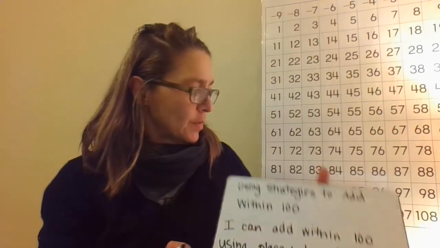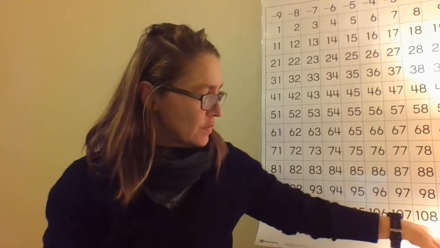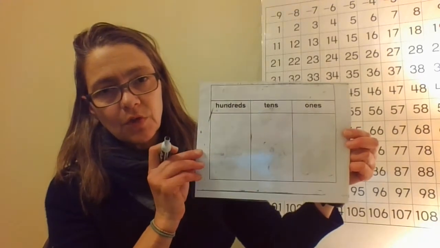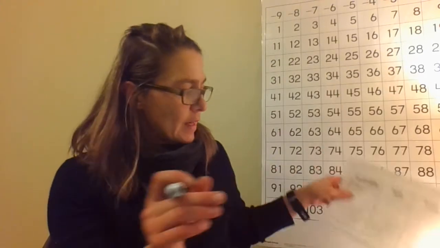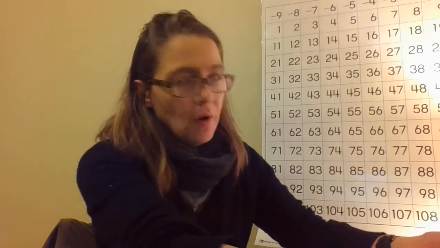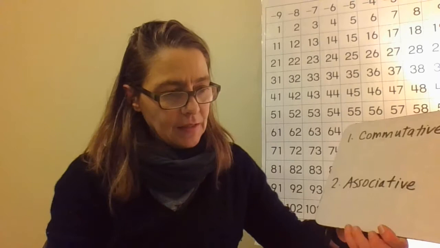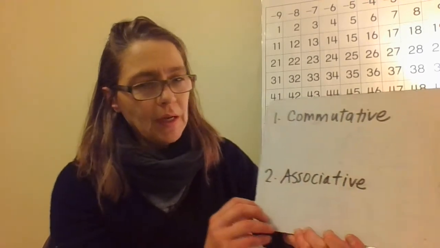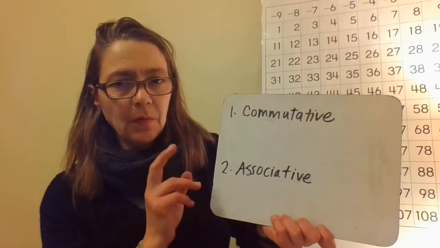So what you know about place value, and remember, place value is your hundreds, tens, and ones. This is a place value chart. This is a visual chart that can help you. And properties of operations are, you already know one of them, and you probably know the second one too. There's 4, but we're just going to focus on 2.